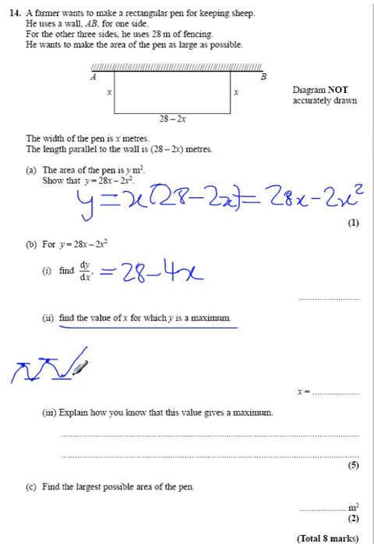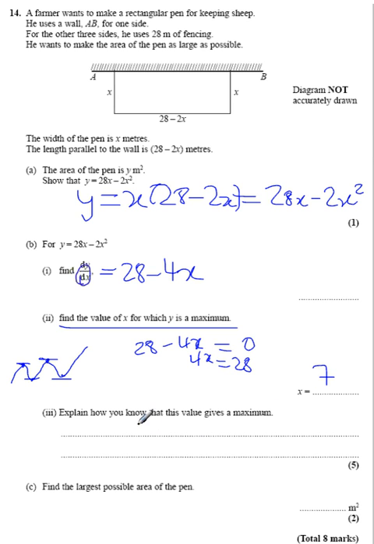So the way you find them is it's the point where the gradient is 0. dy by dx tells you what the gradient is. So you're just finding out where the gradient equals 0, i.e. where 28 minus 4x equals 0. So if 28 minus 4x equals 0, then 4x equals 28, and x equals 7. That's it. That's what you need to know.